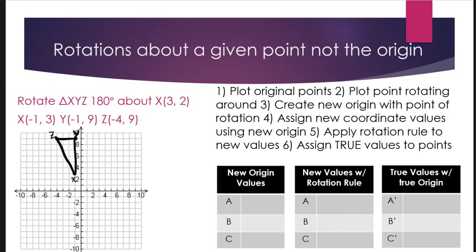But for this last one, this is 180 degrees. So the direction doesn't matter. What you want to do, original points are plotted. Check for 2, plot the point you're rotating around. So for this one, you're rotating around this point. It's 3, 2. So over 3, up 2. That's what I'm rotating around. I need to create a new origin from that point.